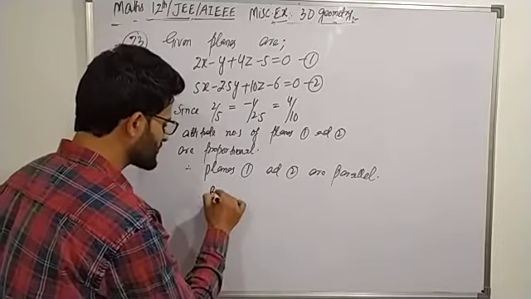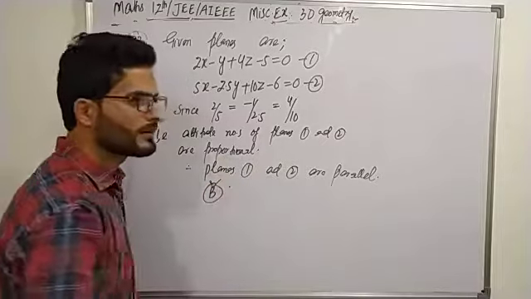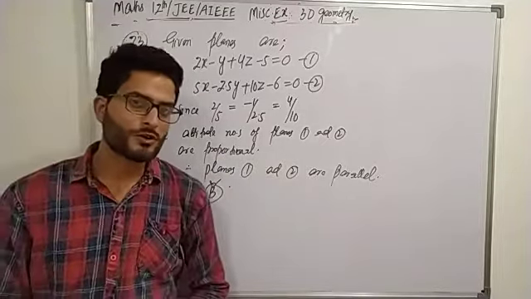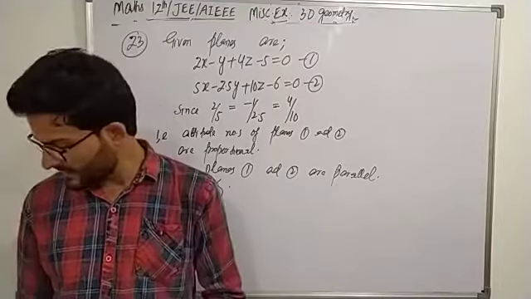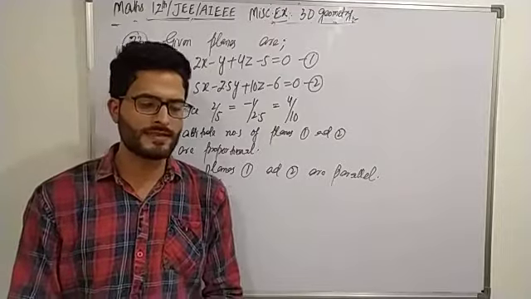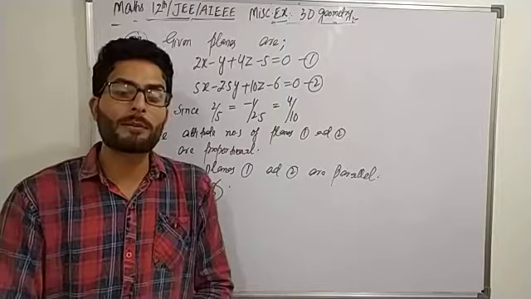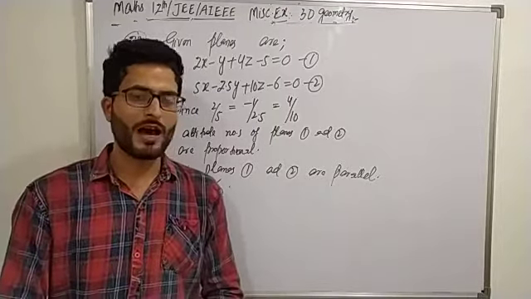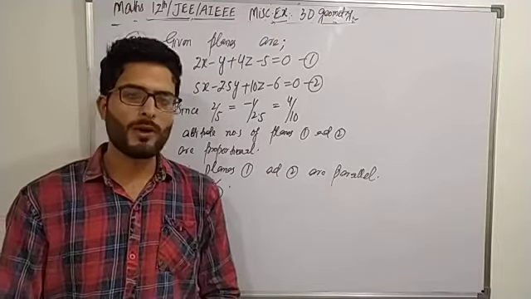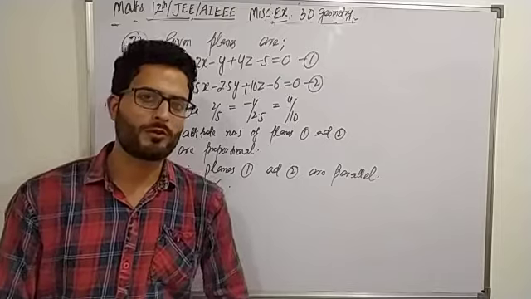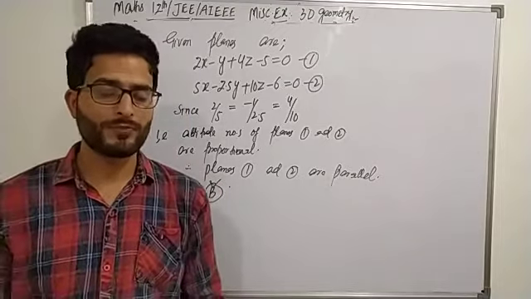So according to the question, B option is the correct option. So all about the question 23 of miscellaneous exercise. All about the miscellaneous exercise means all about 3-dimensional geometry. And now in the subsequent classes we are going to start the next unit, and probably it might be linear programming. But till then, Khuda Hafiz.